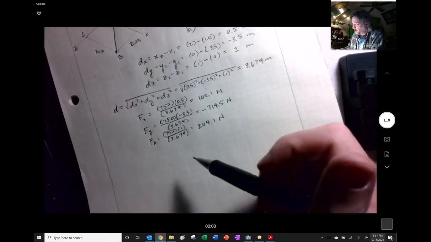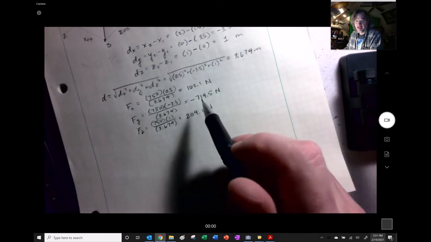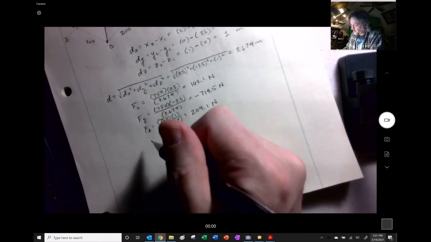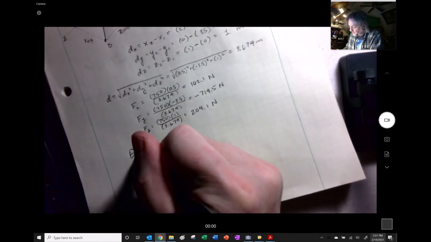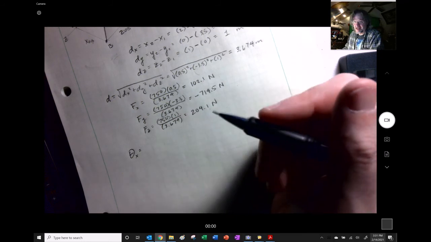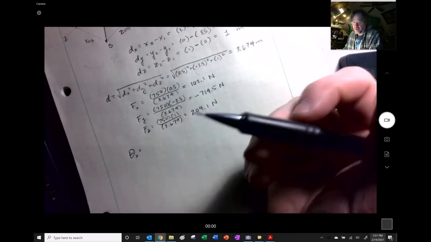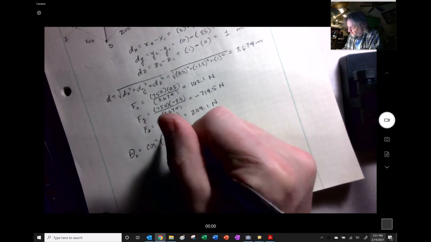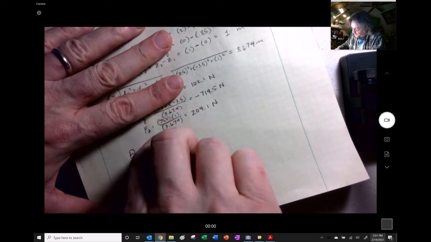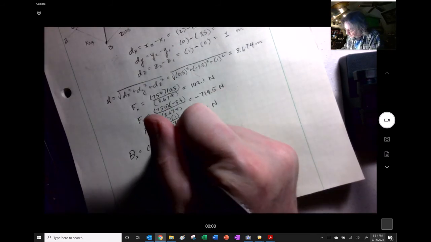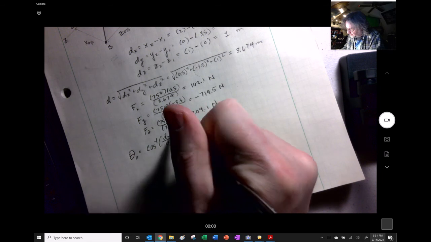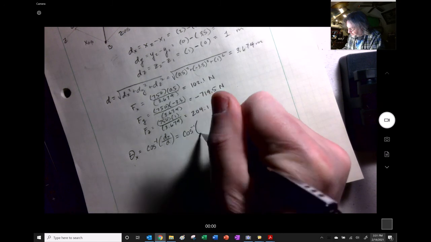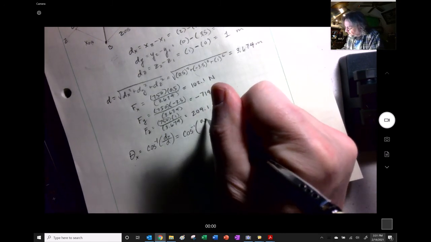All right, so I can rewrite my vector at the end, with this being i, this j, and this k. To answer the other part of it, we have theta x, and we could have actually done this as a step before the other one. We're going to have the inverse cosine of dx over d, I'll write out the equation so it's clear: the inverse cosine of 0.5 divided by 3.674.